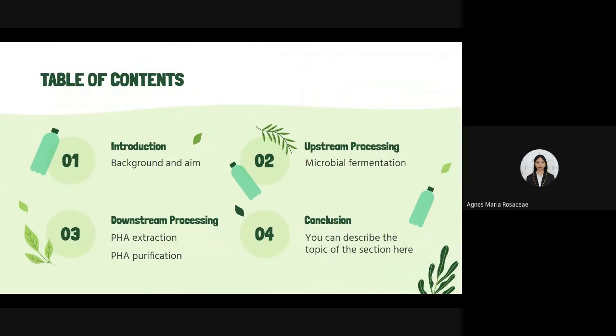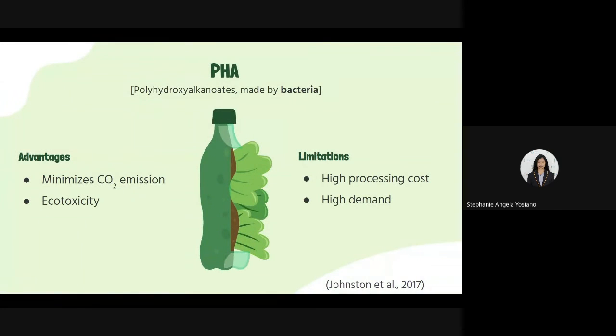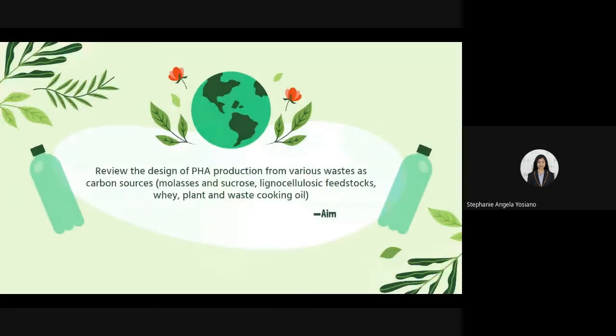Here is the outline. As we all know, the use of petroleum-based plastic continues to increase and it is expected to reach 33 billion by 2050. Concerning its negative impacts on the environment and its high production costs, an alternative is needed. To mitigate these impacts, PHAs, which are made from bacteria, may serve as an alternative. Despite its limitations regarding the high processing costs, selecting suitable carbon sources is important.